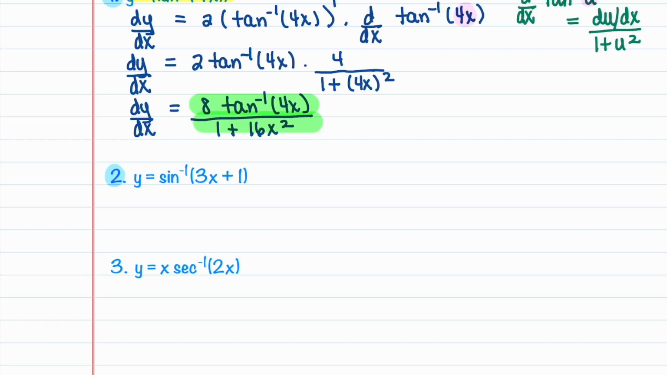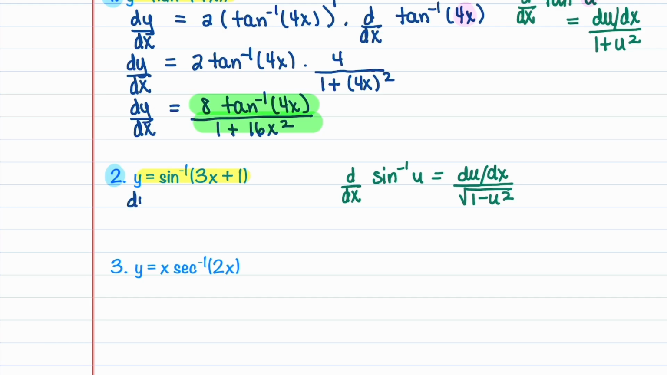For our second example, we are going to be taking the derivative of the inverse sine of 3x plus 1. Let's go ahead and write down the formula for the derivative of inverse sine. So the derivative with respect to x of inverse sine of u is du/dx on top, and then in our denominator we have the square root of 1 minus u squared.